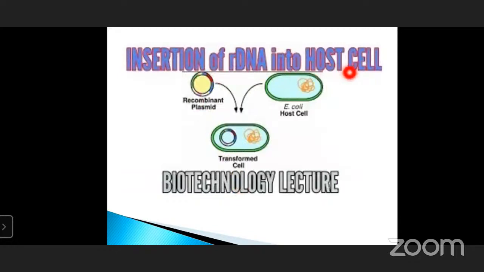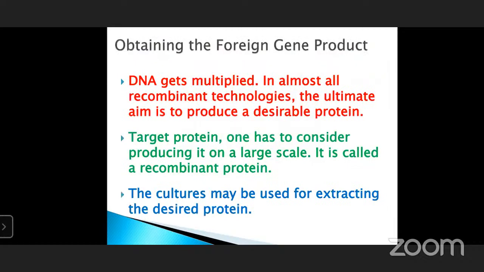Insertion of rDNA into a host cell. This is the rDNA, recombinant DNA, which is inserted into the host cell. Several methods are present in gene transfer: the micro-injection method, the gene gun method, or the biolistic method. Any one of these methods is used to transfer this rDNA into the host cell, and the host cell becomes a transformed cell. Okay, that is the insertion of rDNA into the host cell.